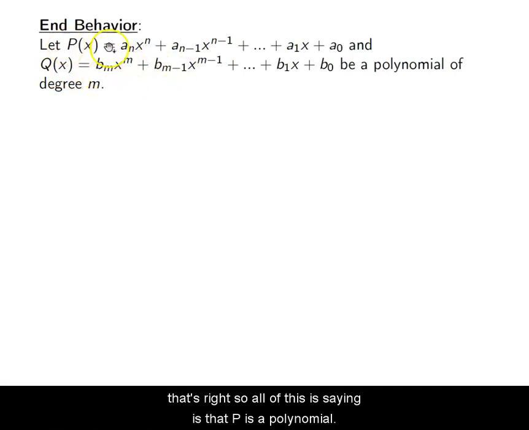So all of this is saying is that p is a polynomial, q is a polynomial, and we're trying to distinguish between the two when we talk about them, because if we said that q looks exactly like p, we'd be very confused. So for p, we're using coefficients of a and powers of n. Q is coefficients of b and powers of m, right? So the indices for q are m's and the indices for p are n's.